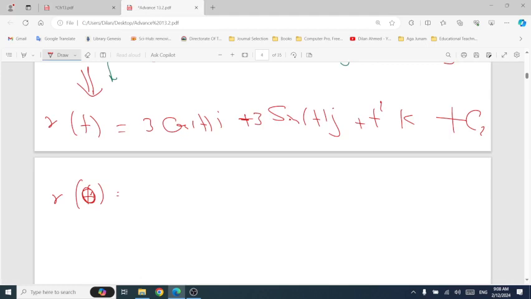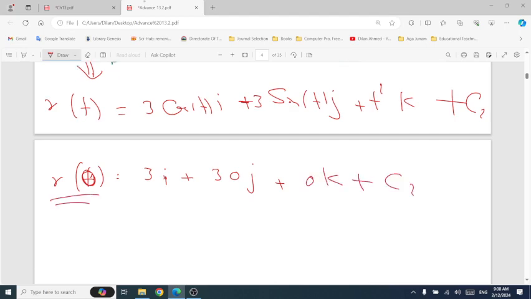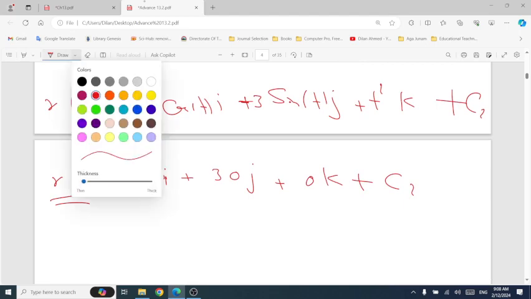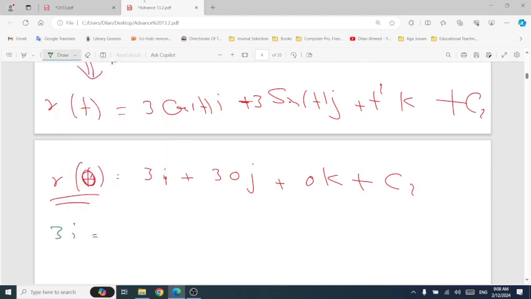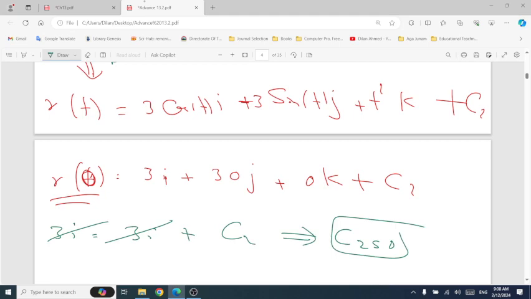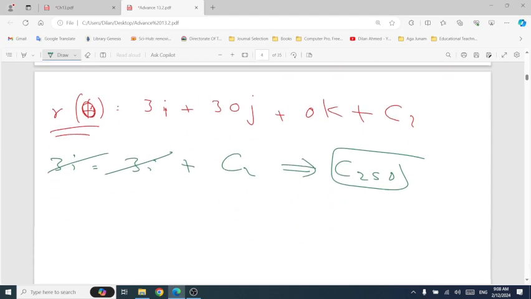R at 0 is equal to 3 cosine 0, 3 sine 0, 0k, C2. And here is equal to, by given, 3i C2. Again, in your exercise, I think C1 or one of them is not equal to 0. When you solve them, usually it's not equal to 0 every time. So please solve the exercises.